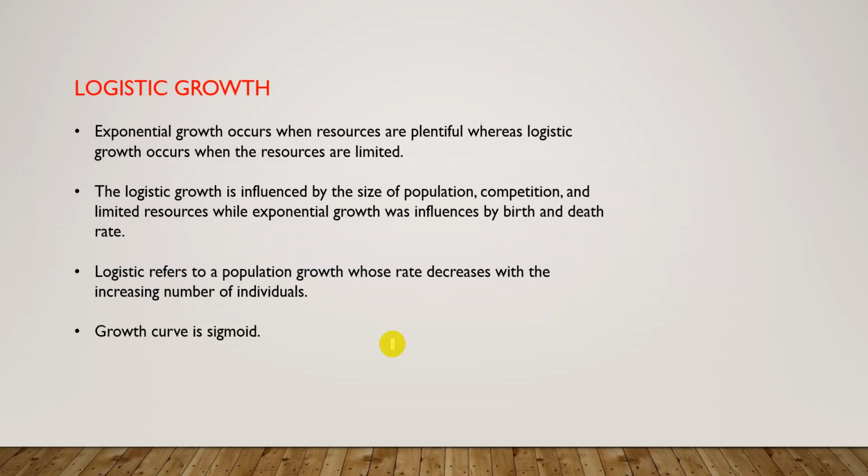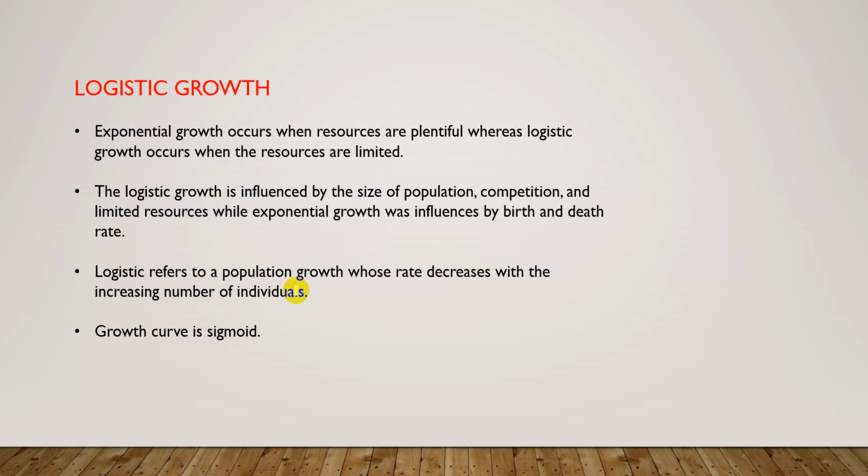Now let us learn about logistic growth. Exponential growth occurs when resources are plentiful, whereas logistic growth occurs when the resources are limited. So there will be competition between the species or individuals. Logistic growth is influenced by size of population, competition, and limited resources, while exponential growth is influenced by birth and death rate only. Logistic refers to a population growth whose rate decreases with the increasing number of individuals.